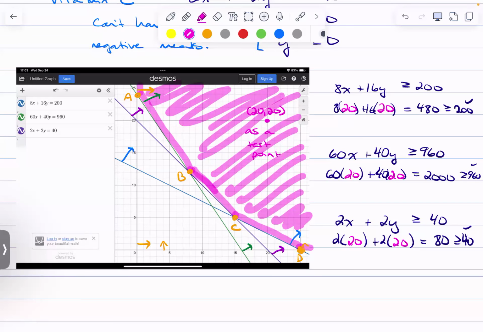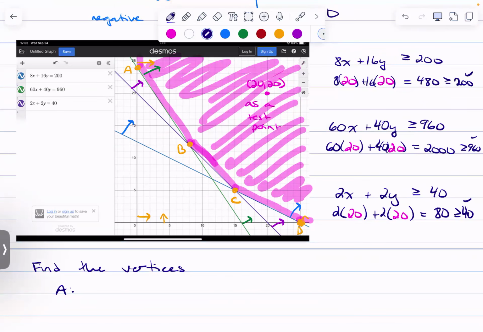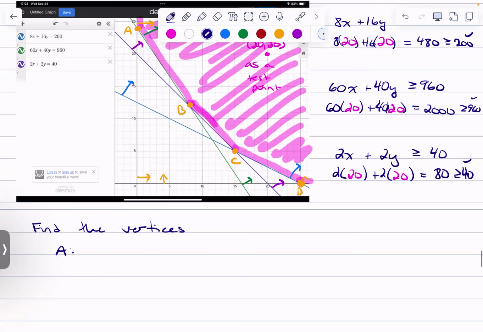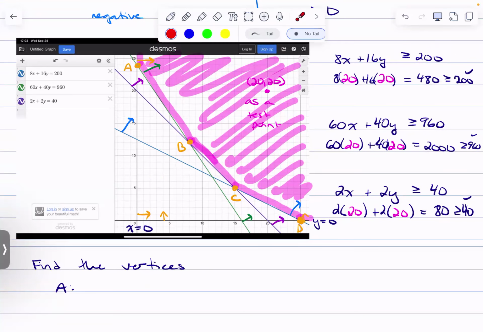Okay, let's do this thing. We have to find the vertices. A is the intersection of, let's remind ourselves that the y-axis is at x equals 0 and the x-axis is at y equals 0. Besides that, everything we need is at x equals 0, and I have to really squint. It's going to be hard to see on the screen, but trust me when I say it's the green line, which is this middle one here. 60x plus 40y equals 960.